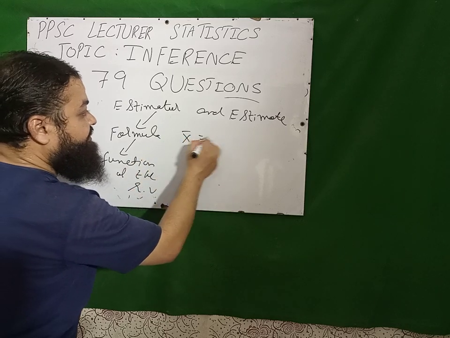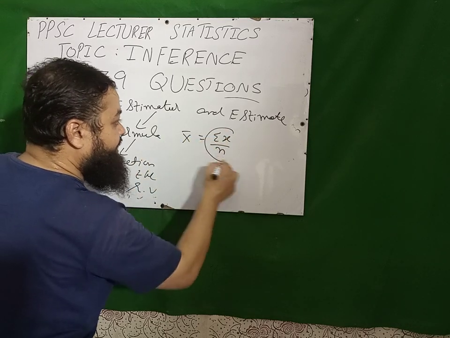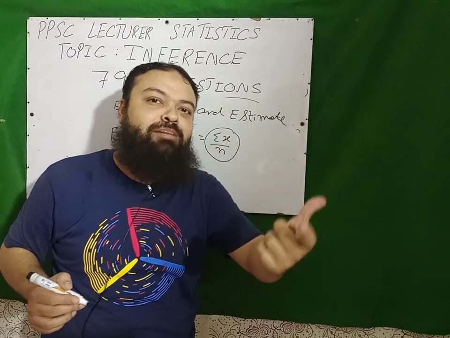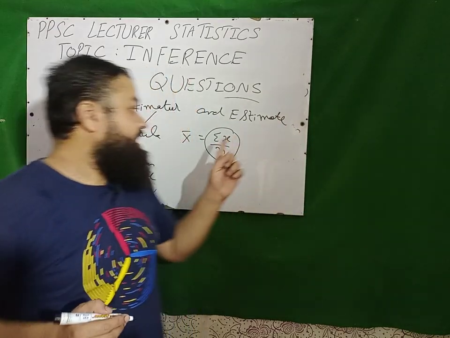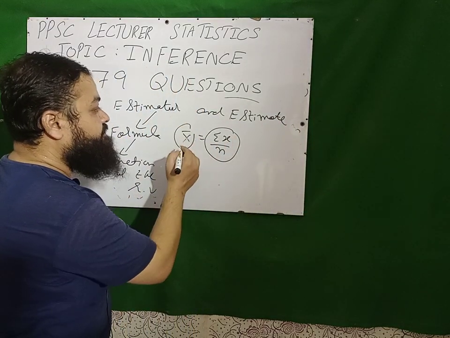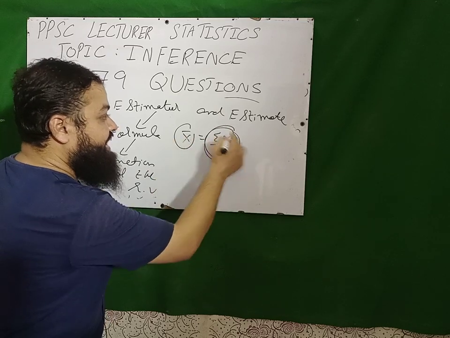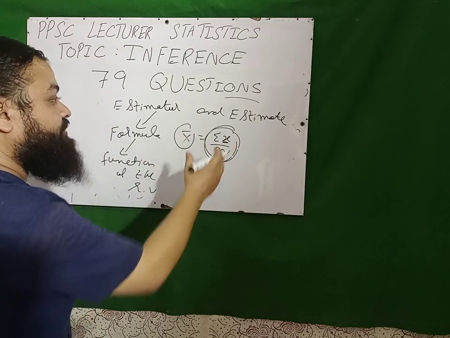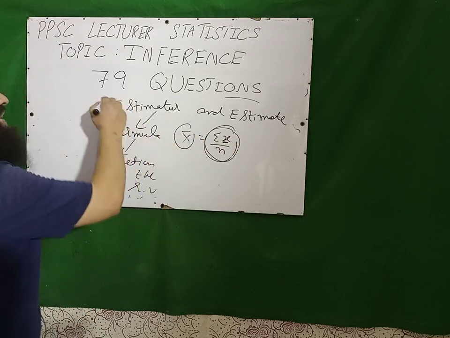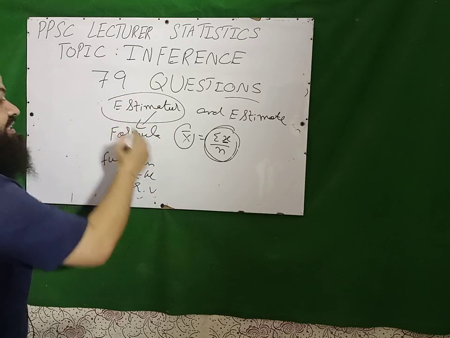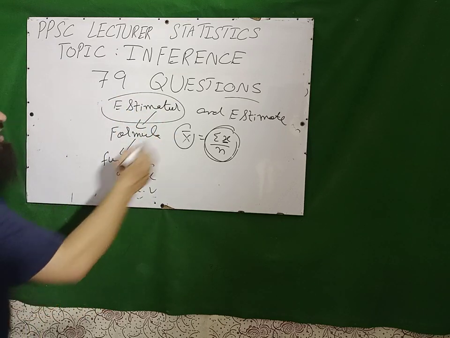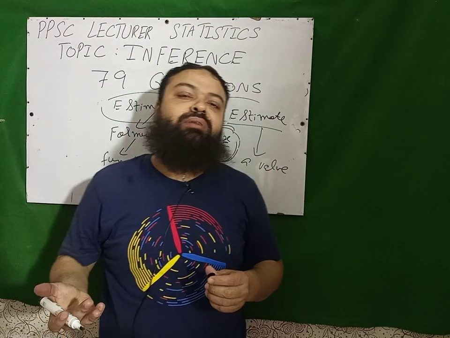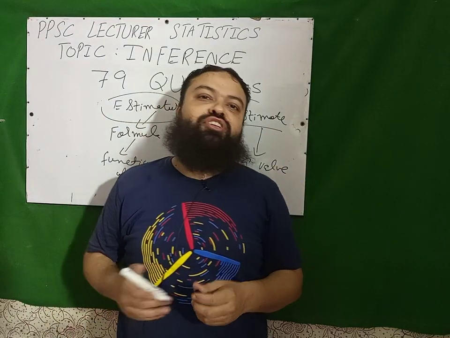Why? Because X bar is equal to summation X over n. If I take the first sample, I will get certain X values. If I take another random sample, I will get a different set of values. That's why X bar is a function, a rule for the sum of X over n. It is a function of the random variable because the sample values change again and again. That's why X bar, which is an estimator, a formula, is a function of the random variable, and an estimate is a value which we calculate from the sample, and we are estimating the population parameter.